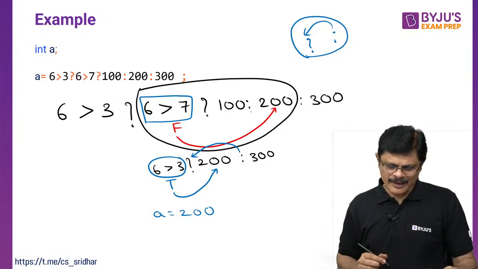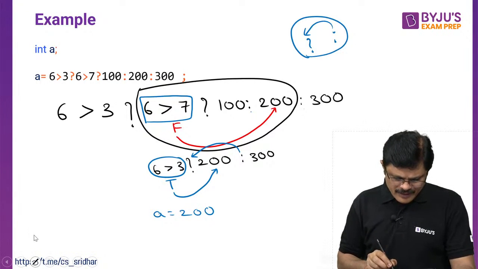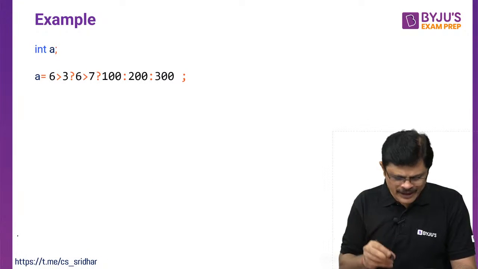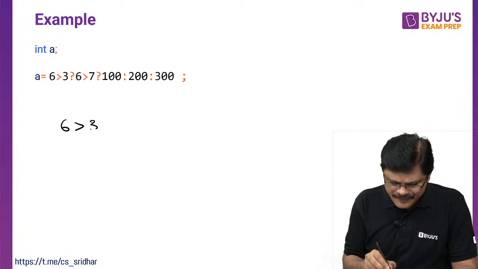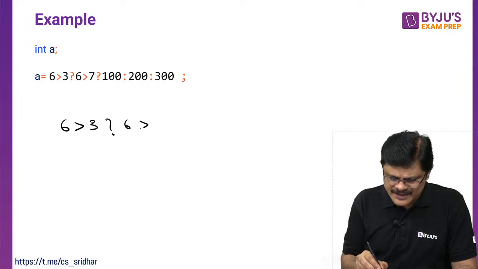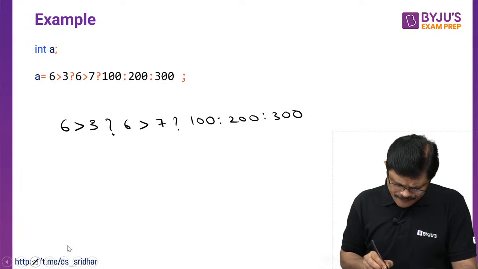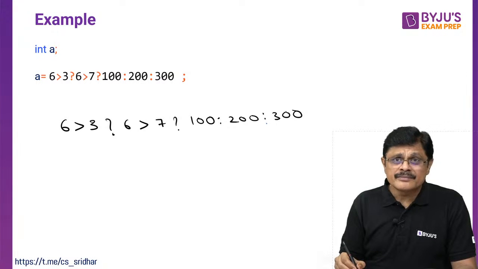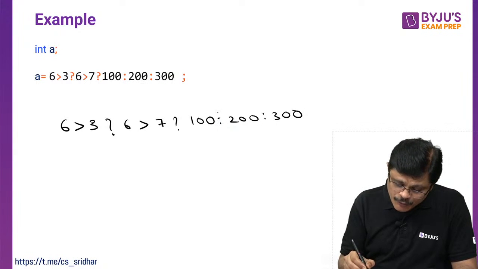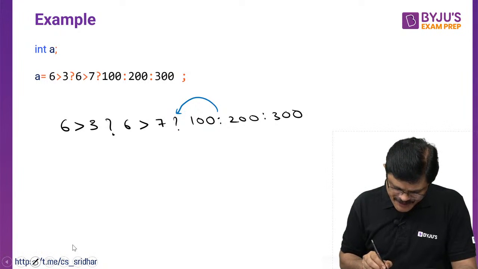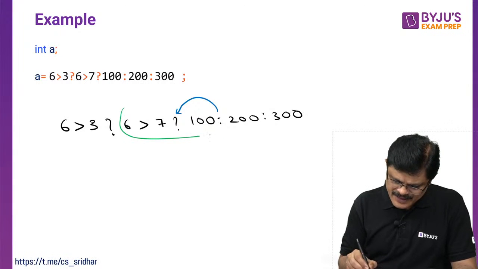Okay? Wonderful. I'll redo this. Let us do it quickly this time. Now let us try to do it a little quickly. 6 greater than 3, question mark. 6 greater than 7, question mark. 100, 200, 300. We'll continue: colon, before that colon, colon, before that question mark. So you try to identify this particular expression, my dear friends. This is your first expression.